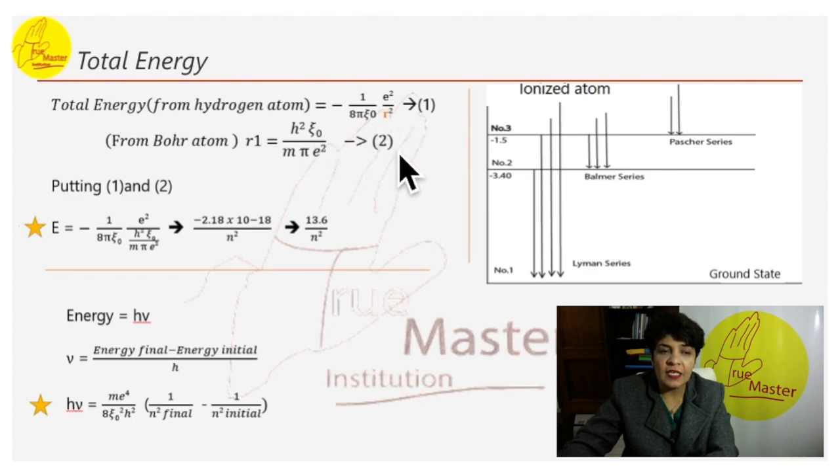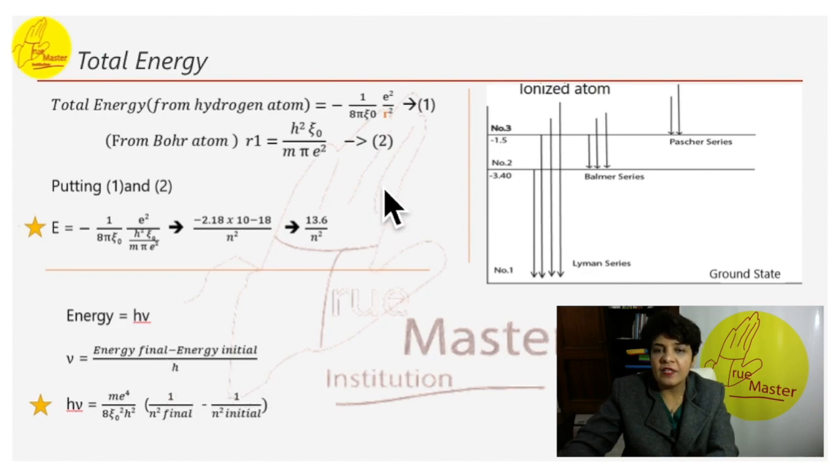together, we get En total is 13.6. Substituting the r1 here in place of r, and substituting all the values, we get E equal to 13.6 by n square. Also, energy is equal to h into frequency, where h is Planck's constant. To calculate frequency, we can bring frequency to one side. So v is equal to energy final minus energy initial by h.